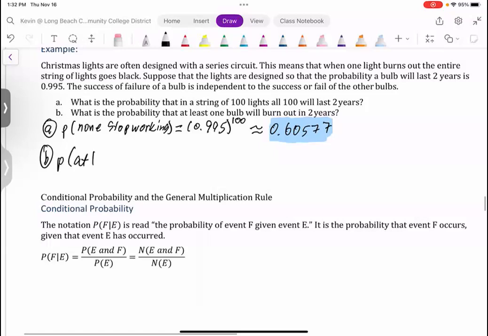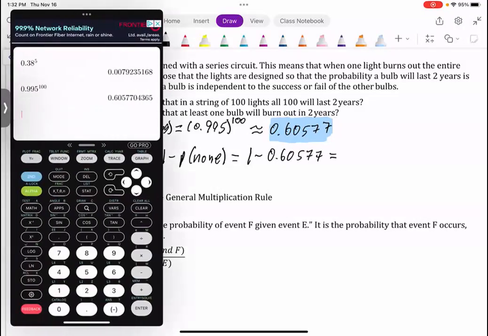Probability at least one. Well, that's going to be the complement, 1 minus the probability none break. So 1 minus 0.60577. And I'm going to use my little trick on my calculator again. I'm going to use the previous answer here. I'm going to go 1 minus. And again, I'm using the ANS button down at the bottom, right above my negative button, right next to the enter button. Mine is blue, so I have to push the blue button first, and then the answer. And that's going to go 1 minus the previous answer. There we are.